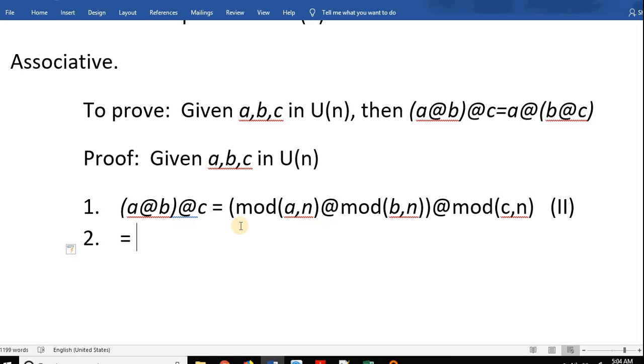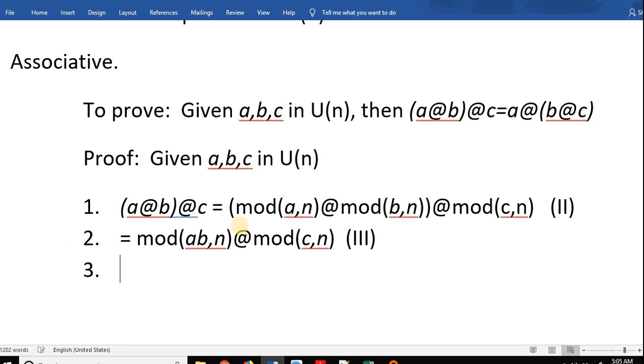here we can do our combination here. That's equal to mod abn at mod cn. And that's by, well, I guess that's by 3. And then we say that's equal to mod abc n. And that's also by 3, right? Because we're just multiplying the two things on the left-hand side.